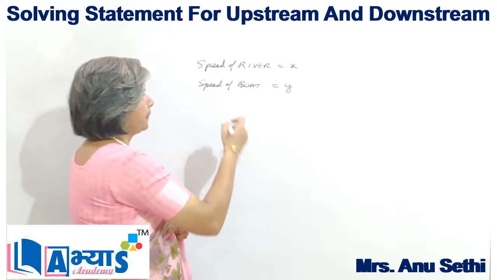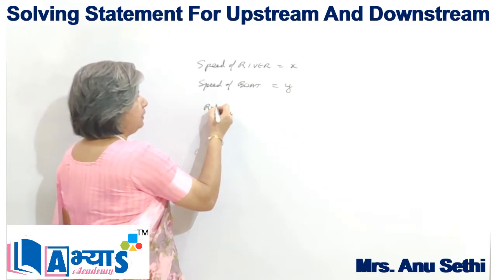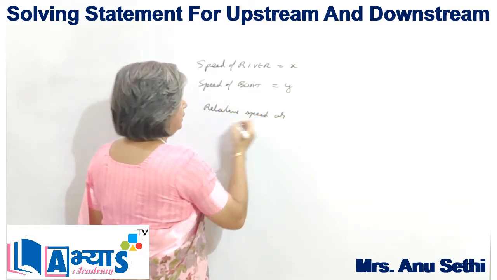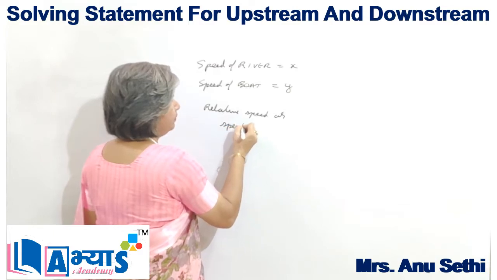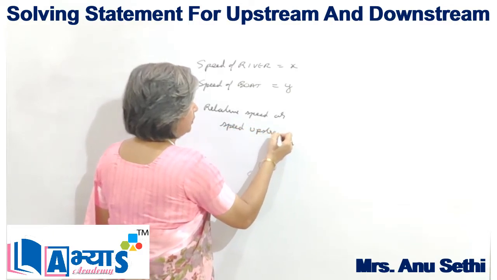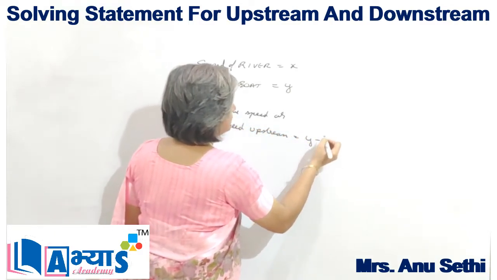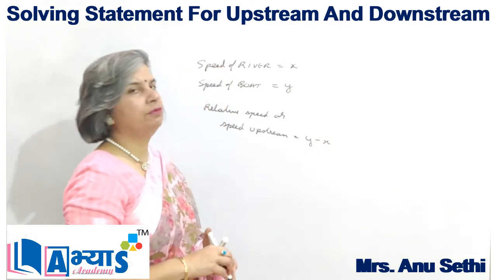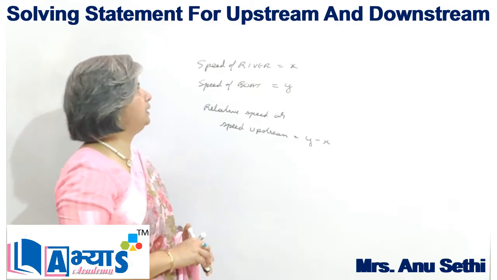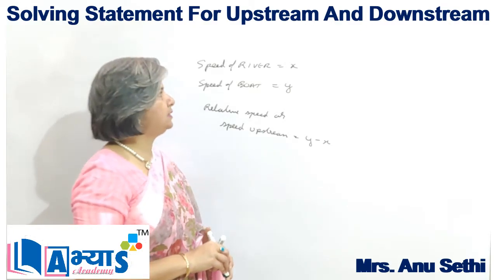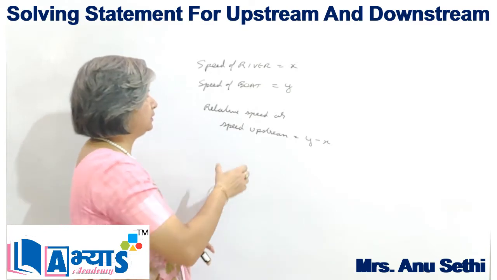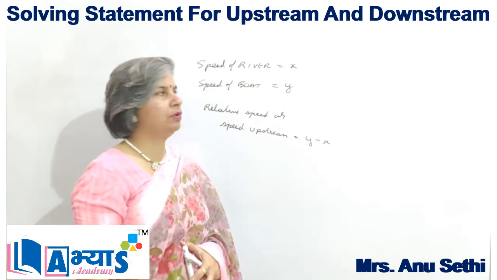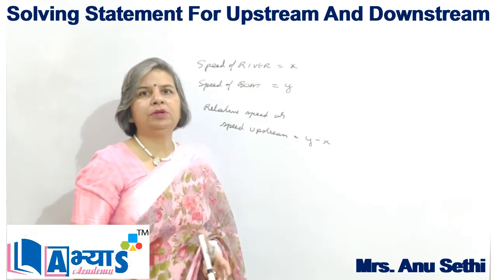That means the relative speed or speed upstream will be y minus x. That means if the boat is moving with the speed of y kilometers per hour and the speed of the river is x kilometers per hour, then the speed upstream will be y minus x. That means it will be less than y because the river is pushing the boat downwards.